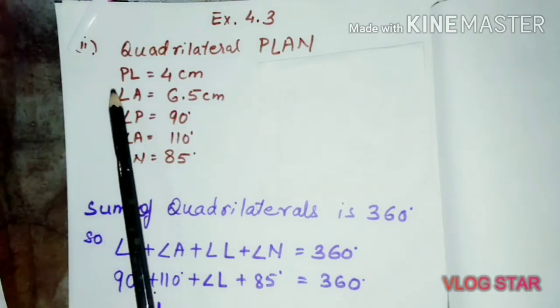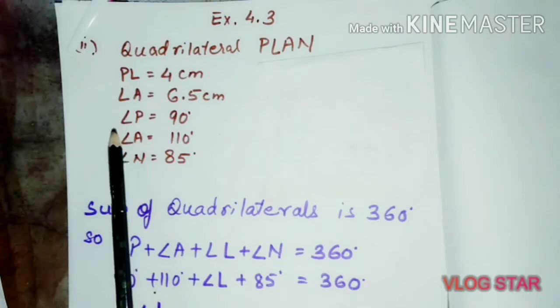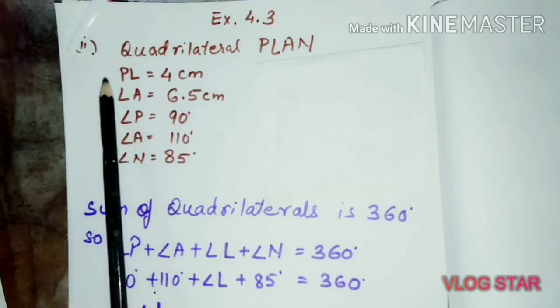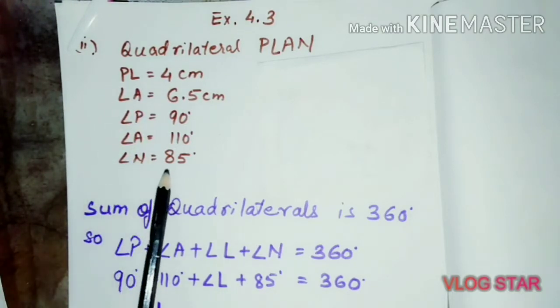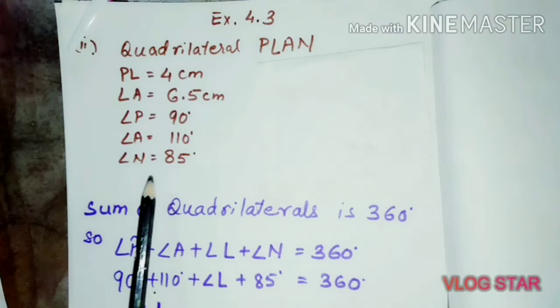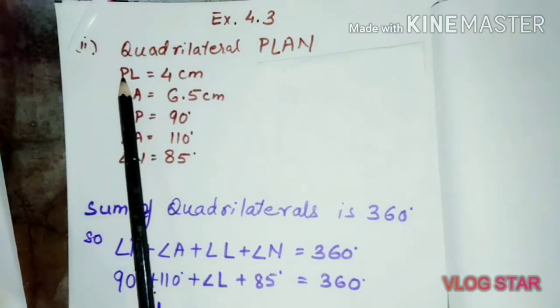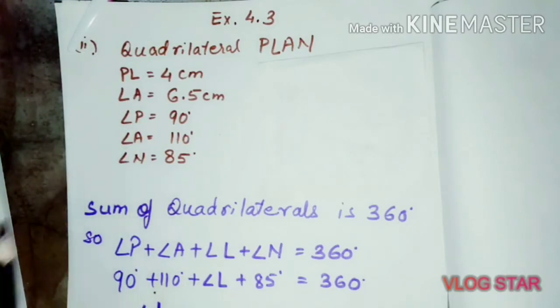Just see, the sides PL and LA are given, and the angles given are angle P, angle A and angle N, where in the line segment there is no N point given, so we cannot draw 85 degree. So we have angle P given, angle A given, but angle L is not given. So first of all we will have to calculate angle L.